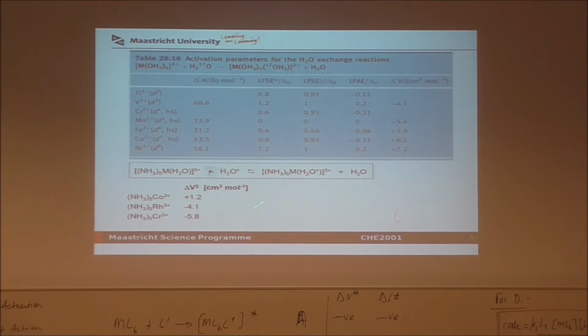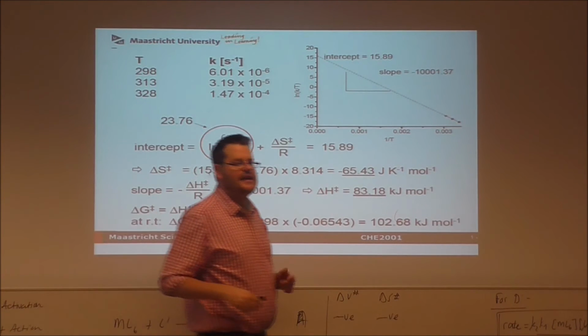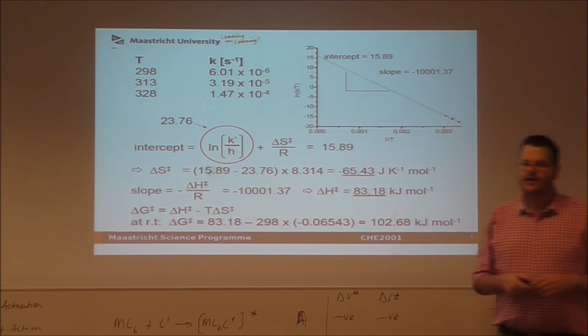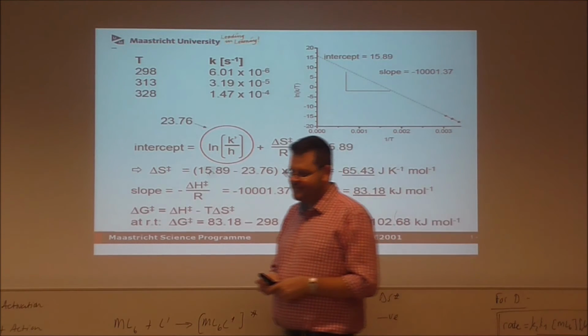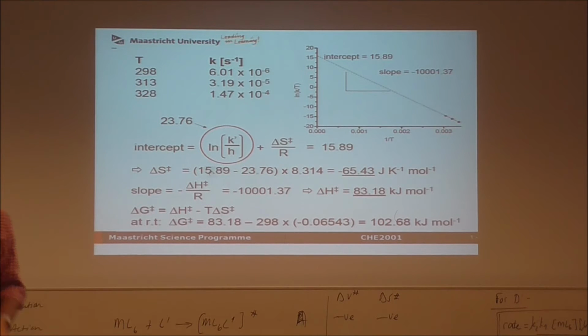Point is, you can experimentally, and you can play the same game with delta S, right? So you can determine, as I've shown here, experimentally, the entropy of activation, and following the same reasoning, if you determine delta V and delta S of activation, you can basically, in no time at all, make assessments as to whether the reaction is A or D.